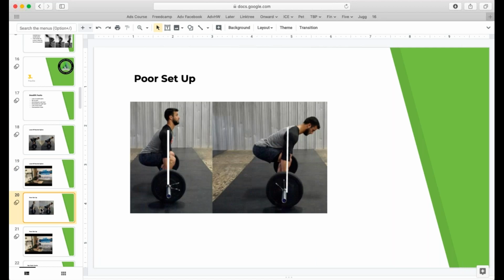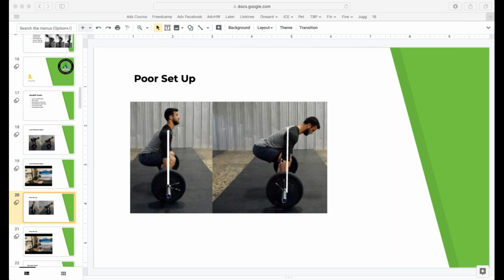The second thing that we're going to see a lot of is a poor setup position. So on the right, if we drew this white line straight vertical up from the barbell, we'll see that that line ends up being right over the armpit, or right in line with the spine of the scapula. That's where we want most people's setup position to be.